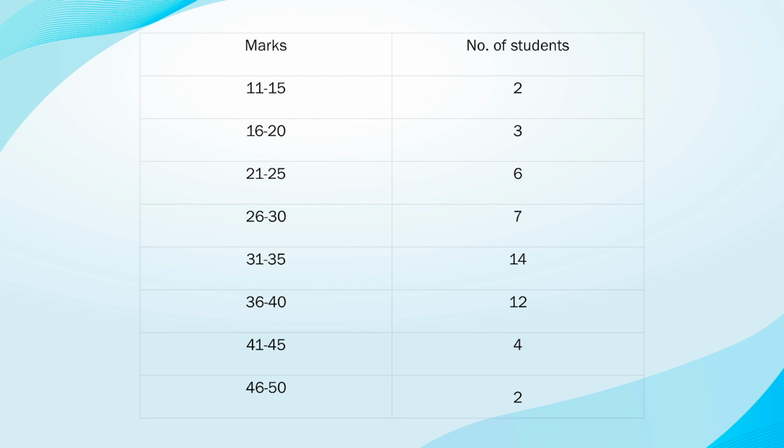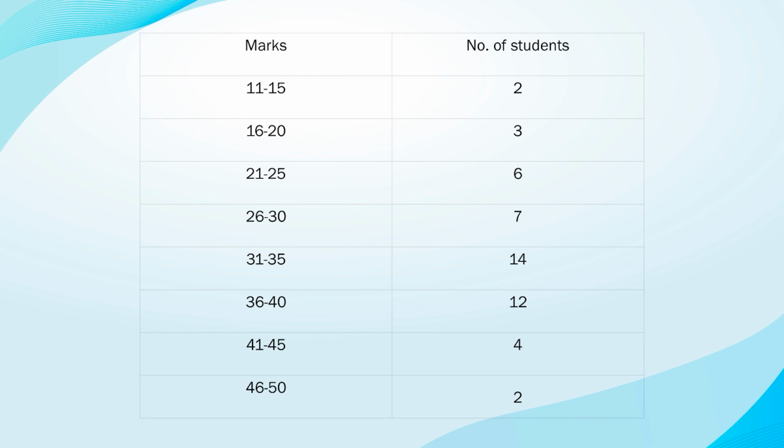And we know the number of students who fall in this category. So now this is classification. Now it is so easy to conclude that the maximum students fall in the category of 31 to 35, because 14 students are there in this category. Following is 36 to 40.